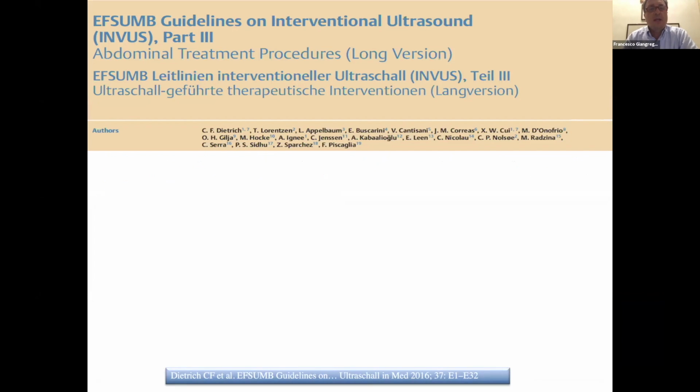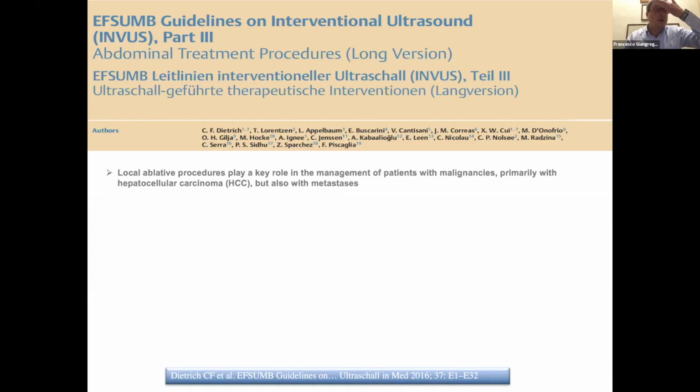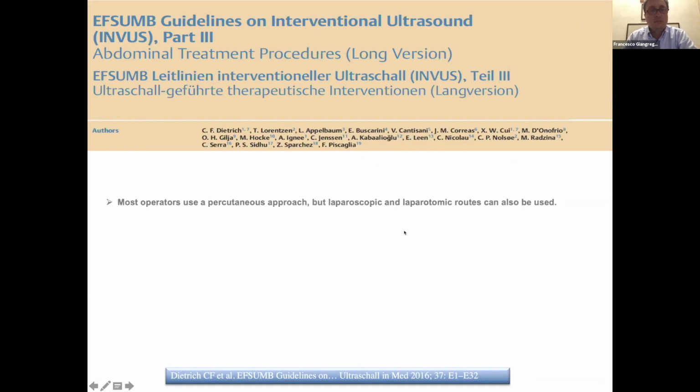EFSUMB guidelines on interventional US say that local ablative procedures play a key role in the management of patients with malignancies, primarily with hepatocellular carcinoma, but also with metastases. Most operators, like me, use a percutaneous approach, but we can also use a laparoscopic or laparotomic route.